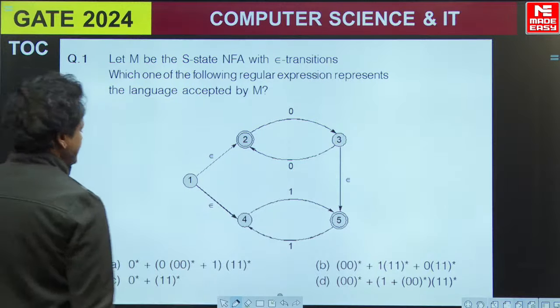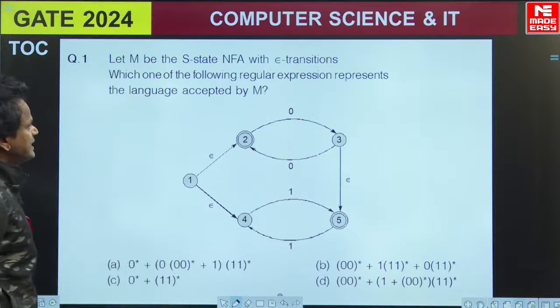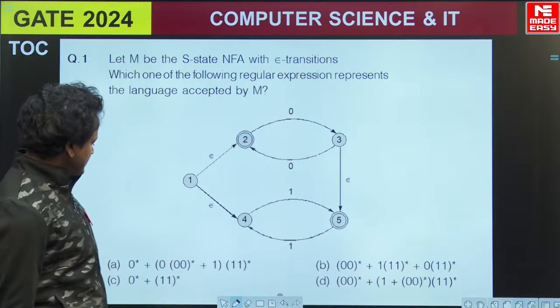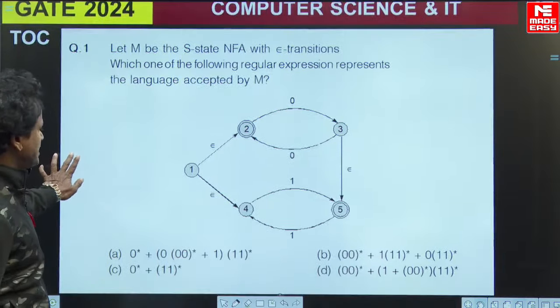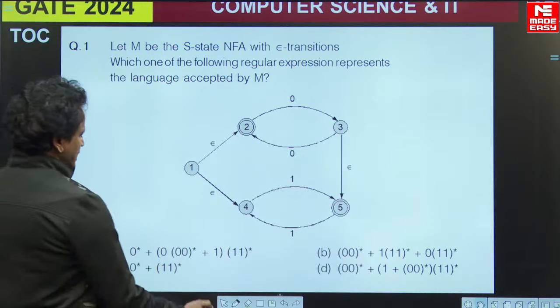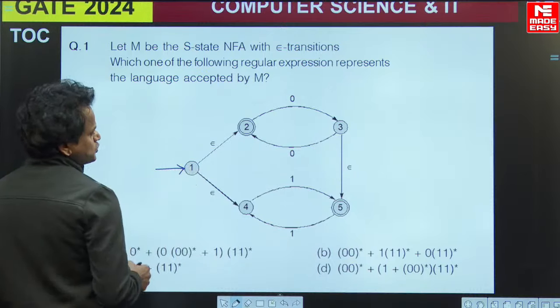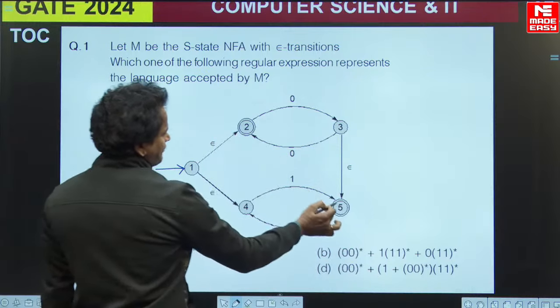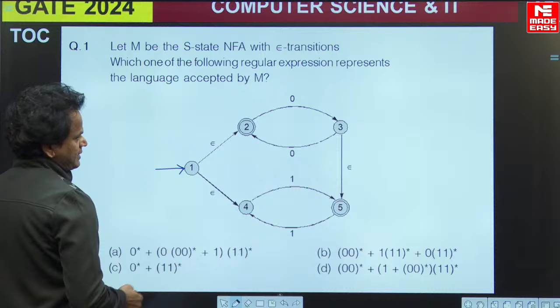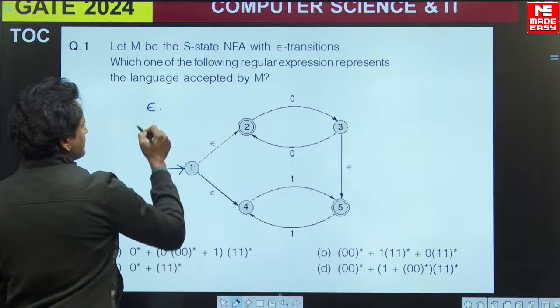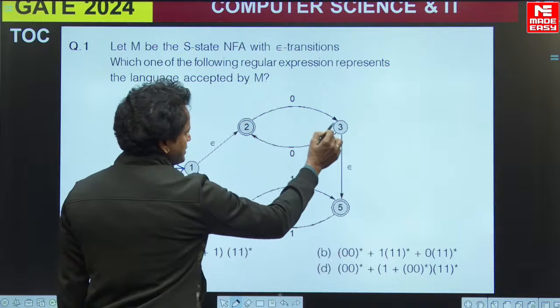Okay, see here, one question is given with a diagram. This is the diagram, and it asks for the regular expression. Have you observed here? This is the initial state. Two final states are there. 2 and 5 are the final states. So it accepts epsilon, and also it accepts 0.